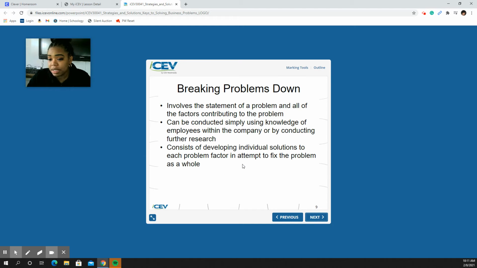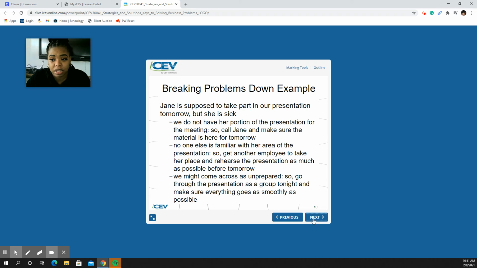Problem analysis can happen simply by using knowledge of employees within the company or by conducting further research, and it consists of developing individual solutions to each minor problem to fix the big problem as a whole. So if Jane is sick, they don't have her part, and nobody knows her part. They're going to look unprepared. How do they not look unprepared? Somebody becomes familiar with her part. Somebody else creates the presentation and they practice it so that they have that part of the presentation together.